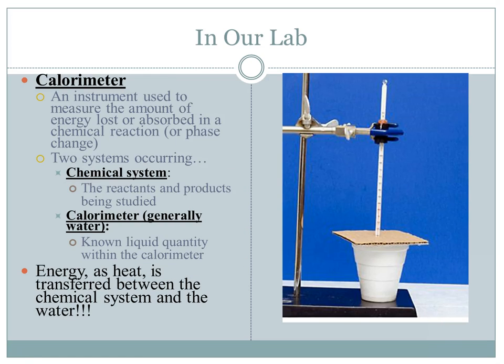Here is an image of what a calorimeter may look like in our labs. It is very helpful to understand that there are two systems occurring. The chemical system has to do with the chemical reactions, reactants, and products, and the calorimeter is the surrounding water that will change temperature when it takes in or gives energy to the chemical system.